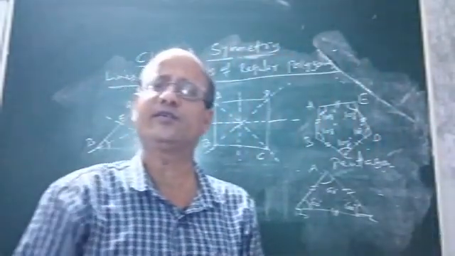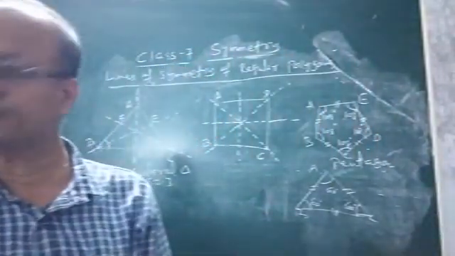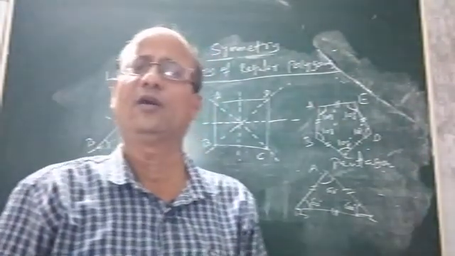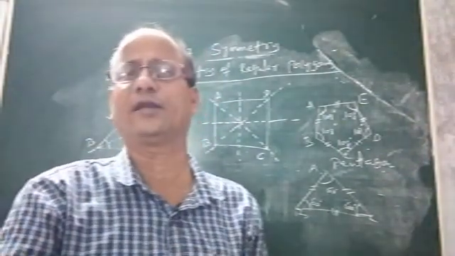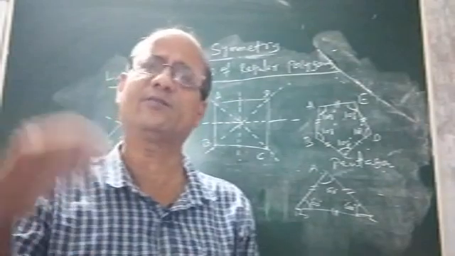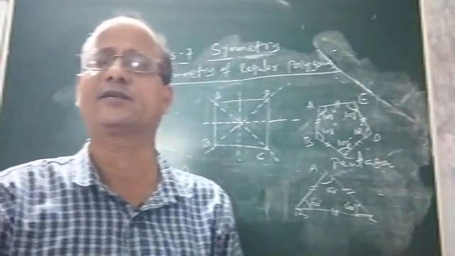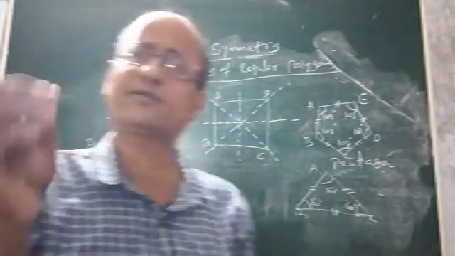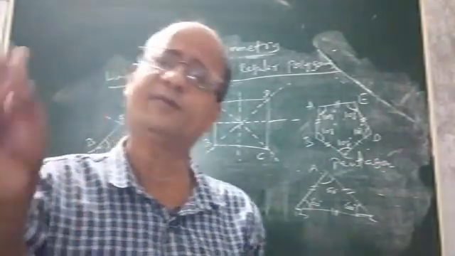So children, this is all about lines of symmetry. I discussed almost everything about line symmetry. We shall discuss more about line symmetry in the next class. And I am sure that whatever I discussed up to this, my children must have understood.